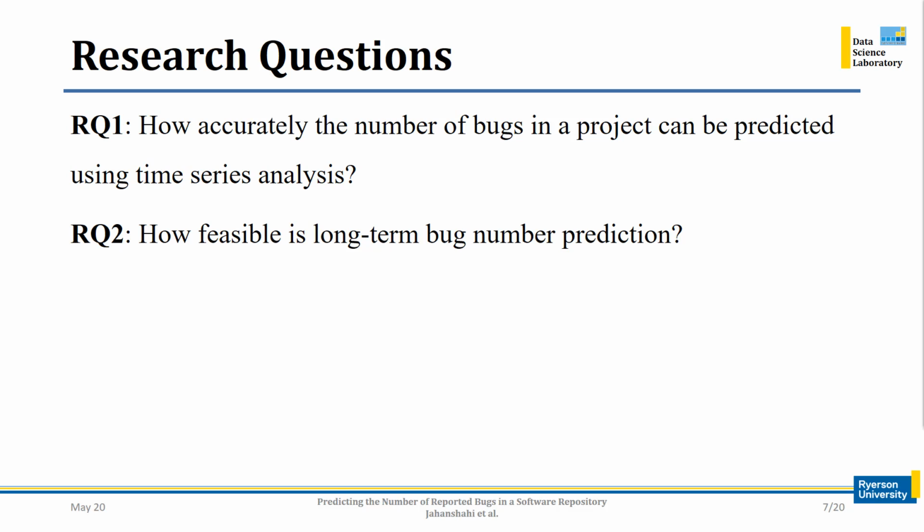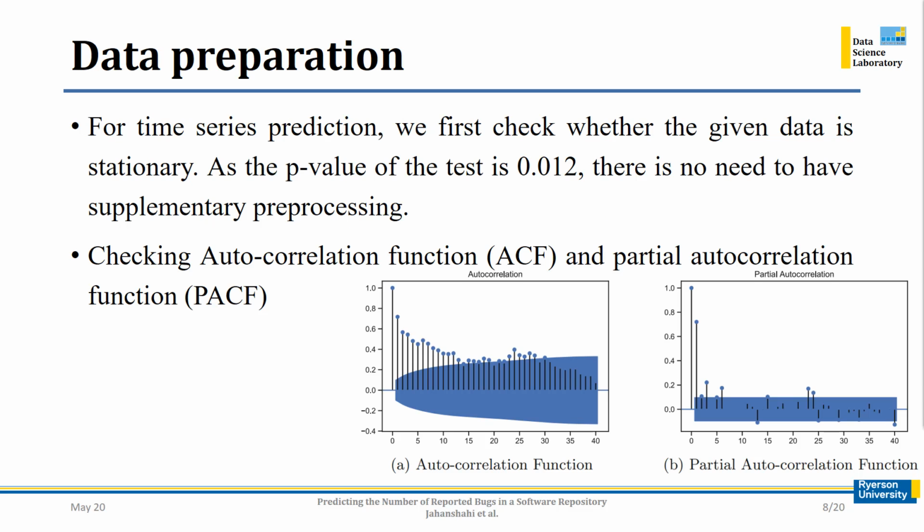The second research question is, how feasible is long-term bug number prediction? Not all models are able to predict more than one step ahead. Therefore, we investigate the feasibility and sensitivity of different models to long-term prediction. Before applying time series models, we first check certain requirements to ensure that the data is stationary because it's important for time series prediction. We conduct the augmented Dickey-Fuller, or ADF, method.